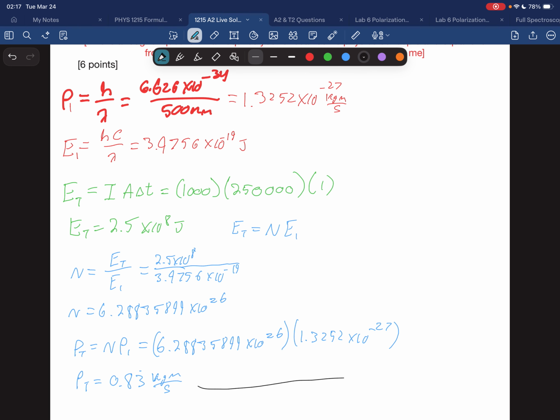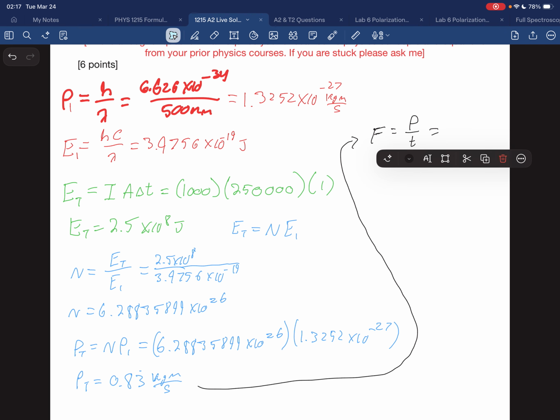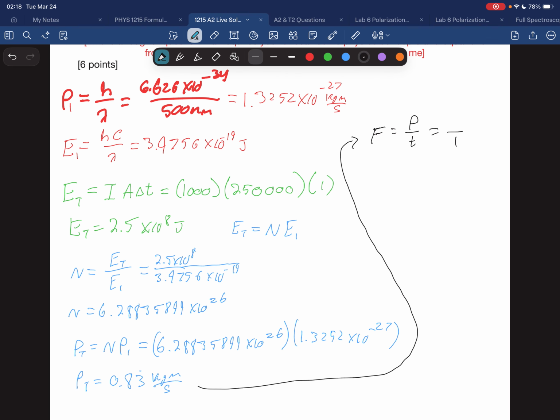Lastly, we need to convert this momentum to mass. So using our ideas of impulse, we get that the force is equal to the momentum divided by time. So our force is just going to be the same as the momentum, but with different units because we're just dividing by 1 here. Remember, our exposure is 1 second. So we get 0.83 repeated newtons.